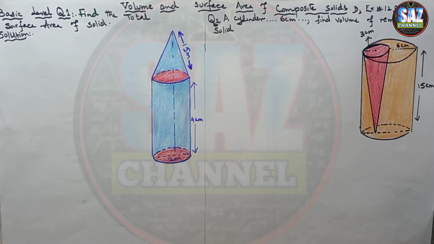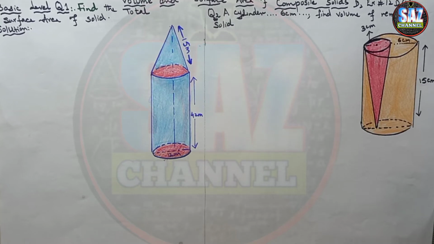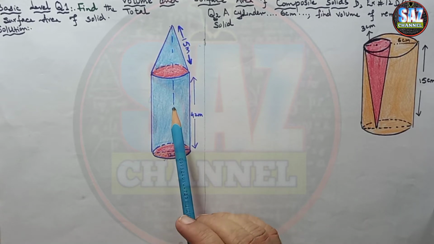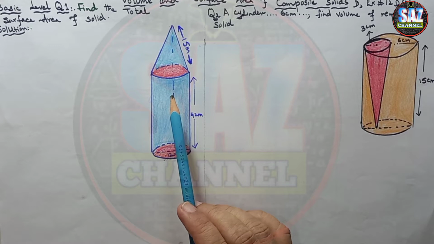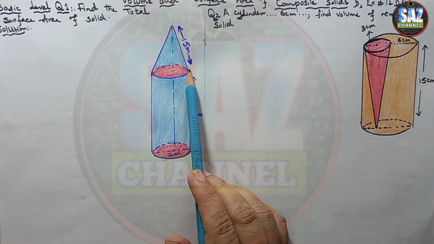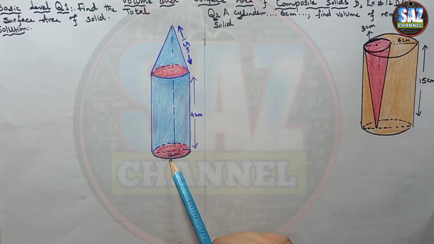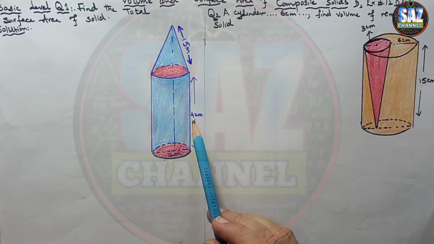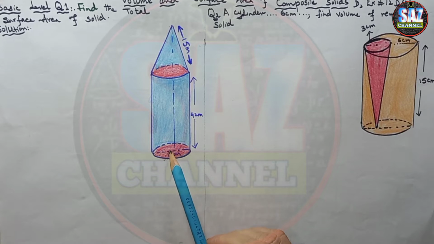Question 1 says, a rocket in the shape of a cone is attached to the cylinder with the same base radius. The cone has the slant height 15 meters and the cylinder has the base diameter 12 meters and the height of the cylinder is 42 meters. Find the total surface area of the rocket. The requirement of the question is the total surface area.